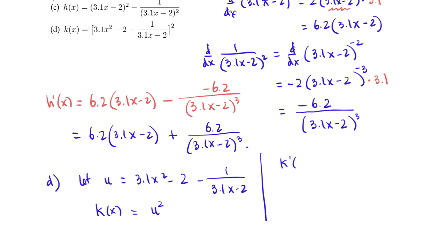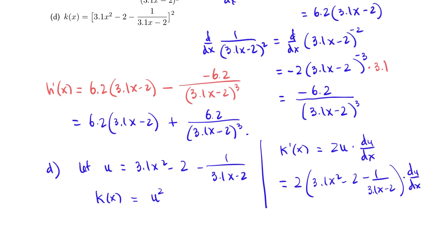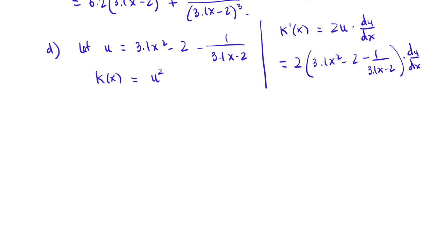And so what is k prime of x? It is 2u times du dx. But what is u? u is 3.1x squared minus 2 minus 1 over 3.1x minus 2, and then du dx. But then what is du dx? du dx is the derivative of u. If u is 3.1x squared minus 2 minus 1 over 3.1x minus 2, then du dx is the derivative.